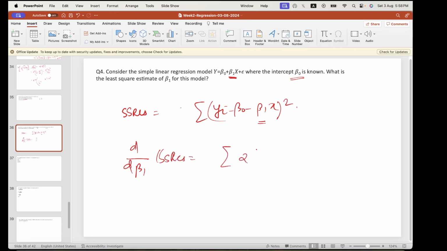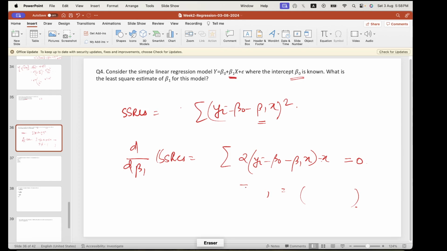And since beta naught is known, it's no longer a parameter, we will have to just differentiate in terms of beta 1. So d by d beta 1 of SS residual would be summation 2 yi minus beta naught minus beta 1 x into minus x, and then we have to equate it to 0. Alright, and then we'll solve for beta 1 hat and see how much beta 1 hat amounts to. Is it okay?